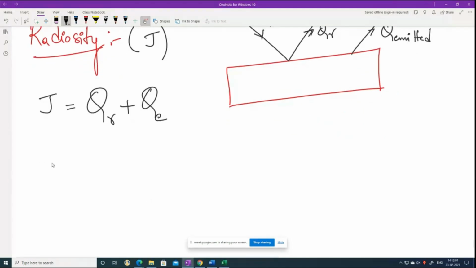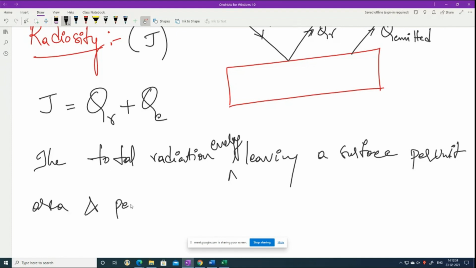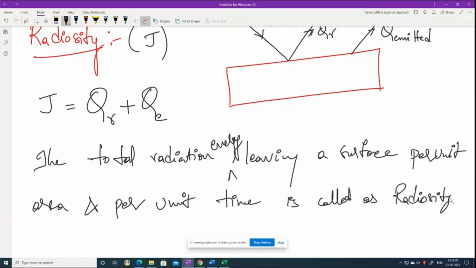This is the radiosity. The other way of defining it is the total radiation energy leaving a surface per unit area and per unit time is called radiosity. Is that clear?